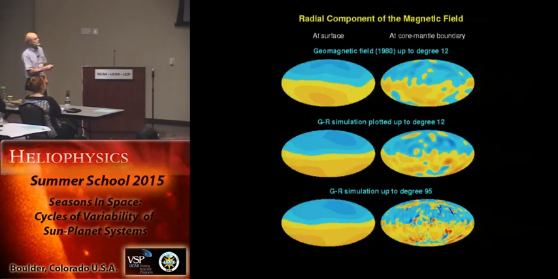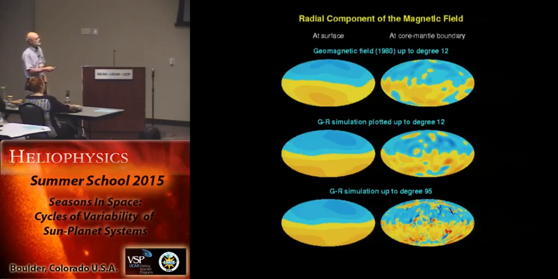Like Fran was saying, the Earth's magnetic field is only known to about degree 12 or 13 because crustal magnetism overwhelms it at that point. So qualitatively you get similar pictures. We're not trying to get the exact one because we don't know the history of the Earth or the history of the fluid flow in the core. So we're just trying to get something that's qualitatively similar.